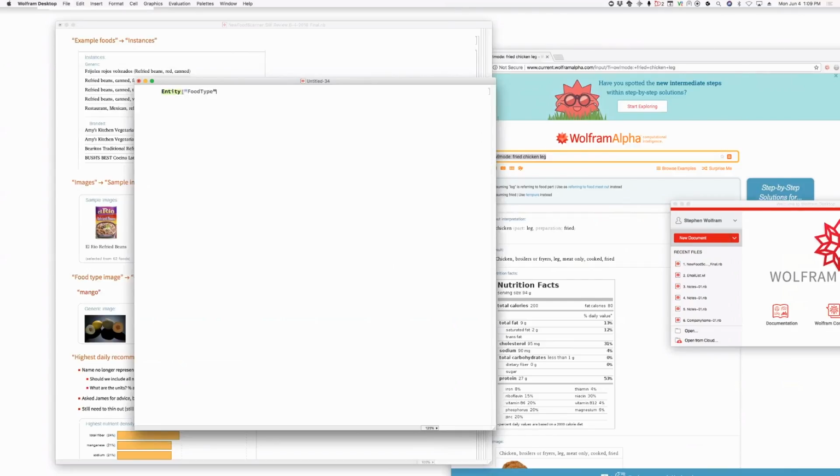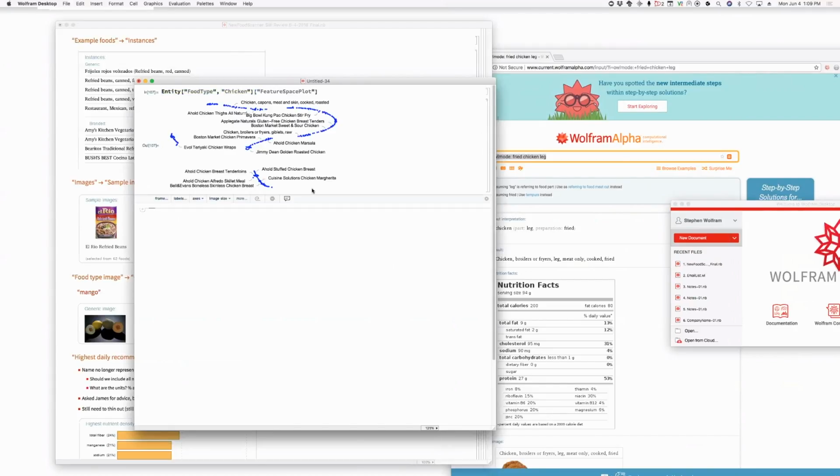Why isn't that auto-completing? I don't know. And then the property is feature space plot. Okay, there's some auto-completion problem here. I will tell what I want people.